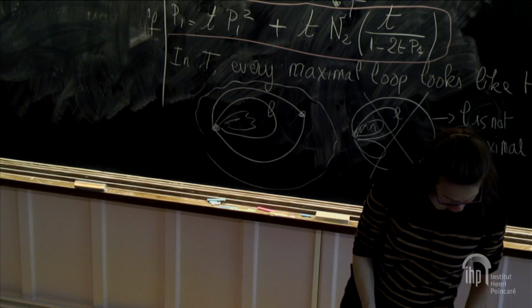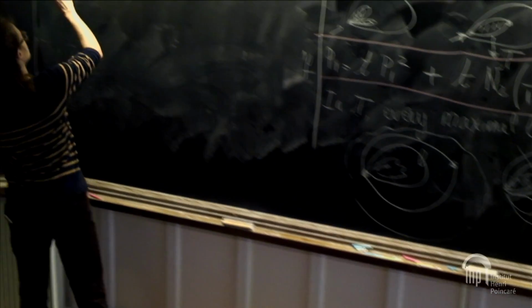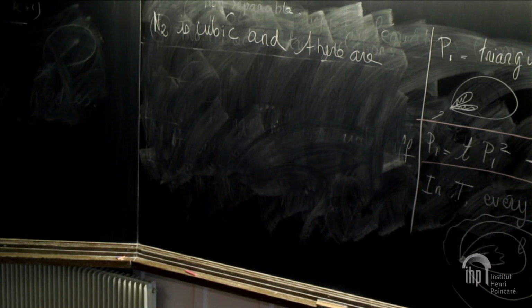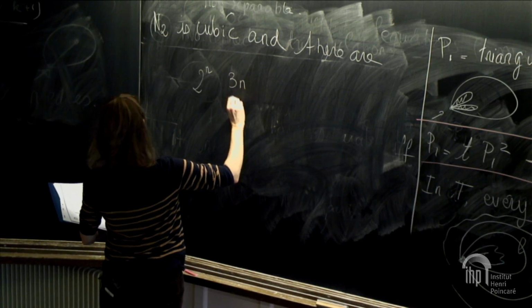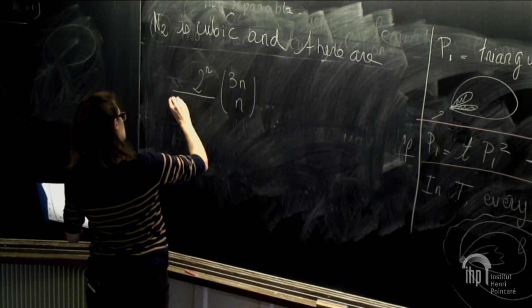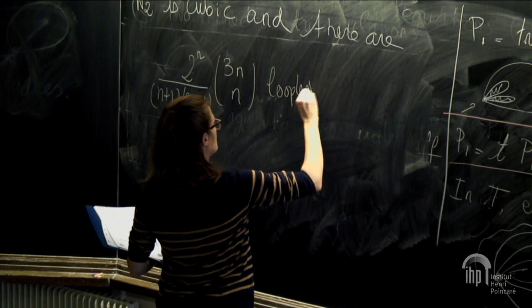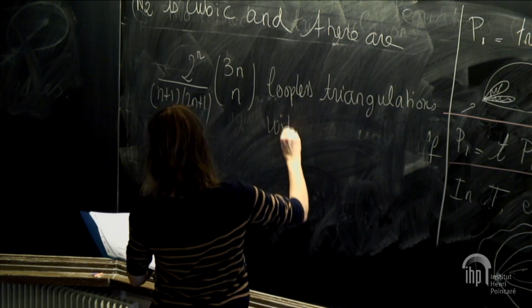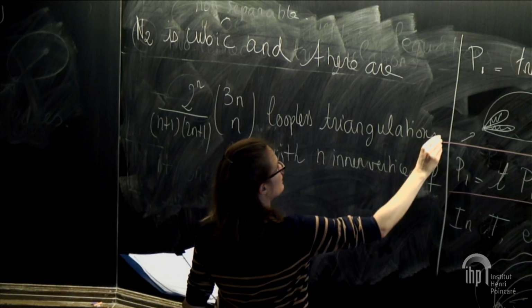And again, you can determine completely coefficients, which are nice. You get an error. I should copy. Two to the n, 3n, n plus 1, 2n plus 1, loopless triangulations, with, so here it's n inner vertices. So it's triangulations of a diagonal.